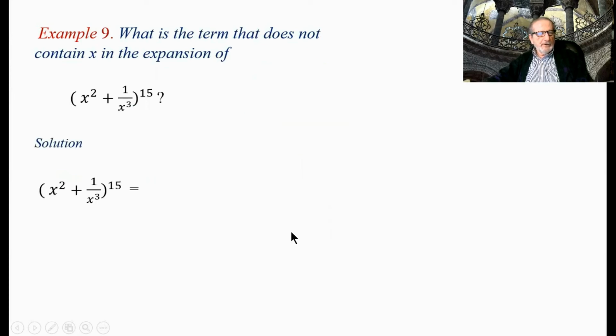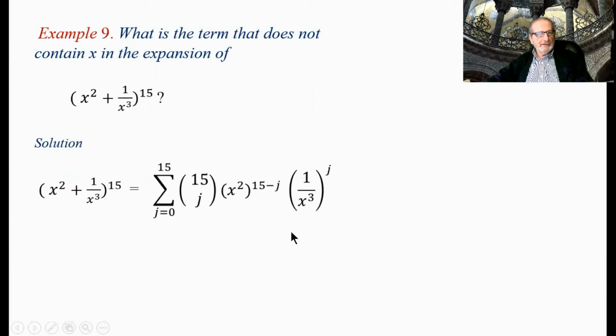Solution. We're going to use the binomial theorem. So there will be the summation from j equals 0 to 15, 15 choose j, and then this is your x, all of this to the power 15 minus j. This is your y, 1 over x cubed to the power j. Now you multiply these two terms together, you get this.